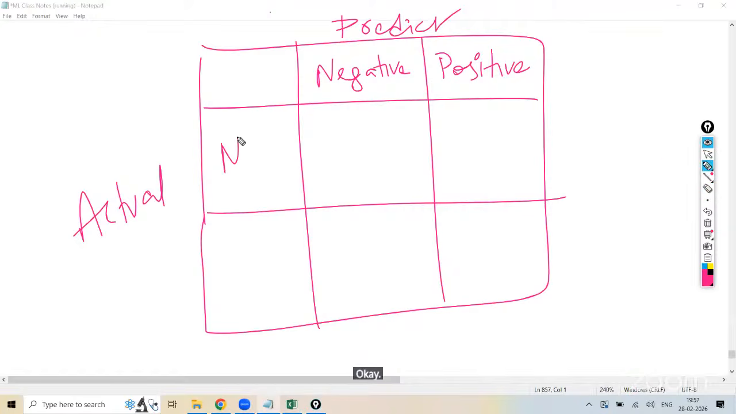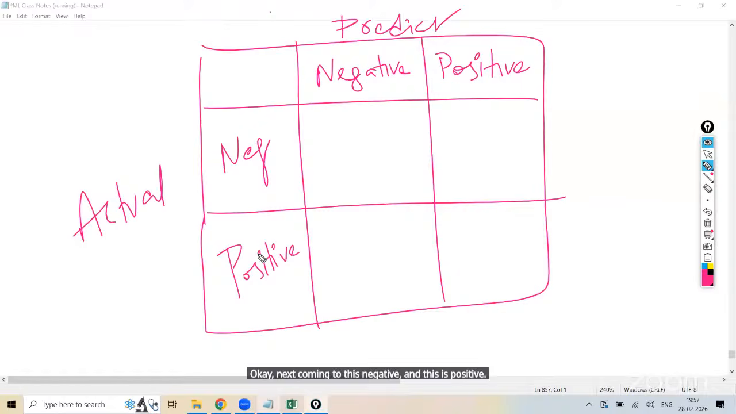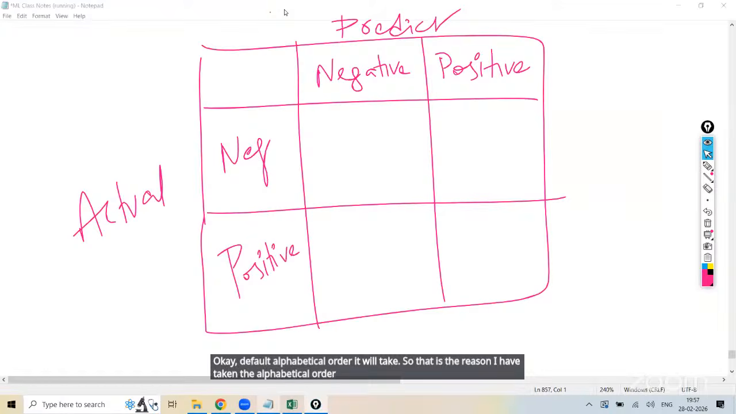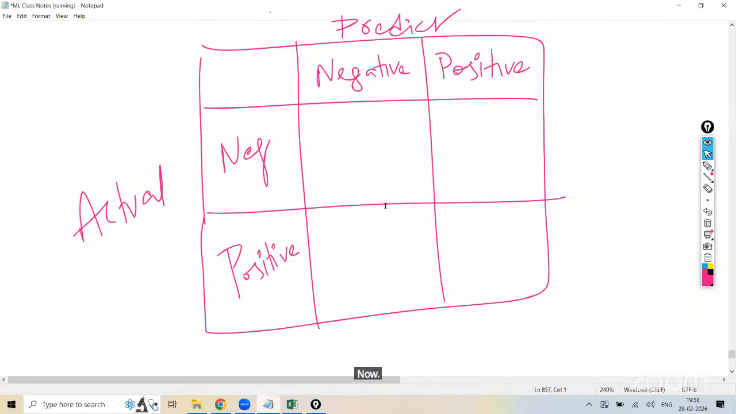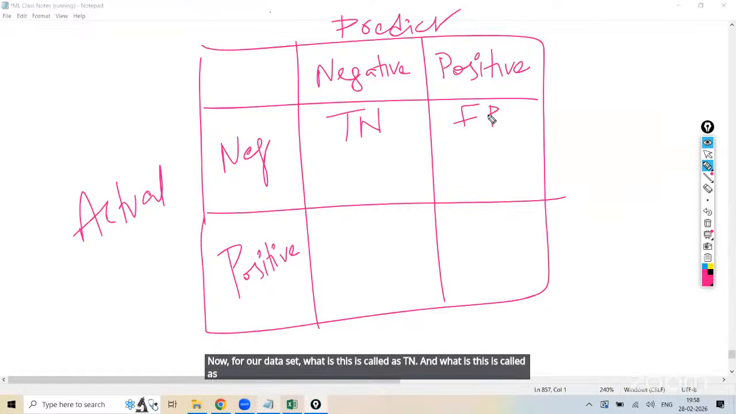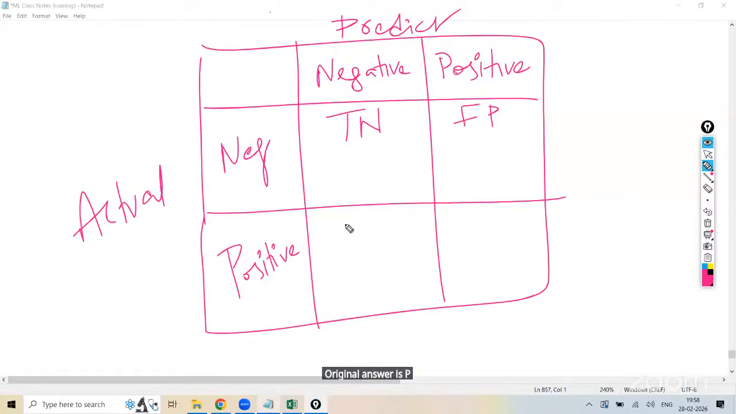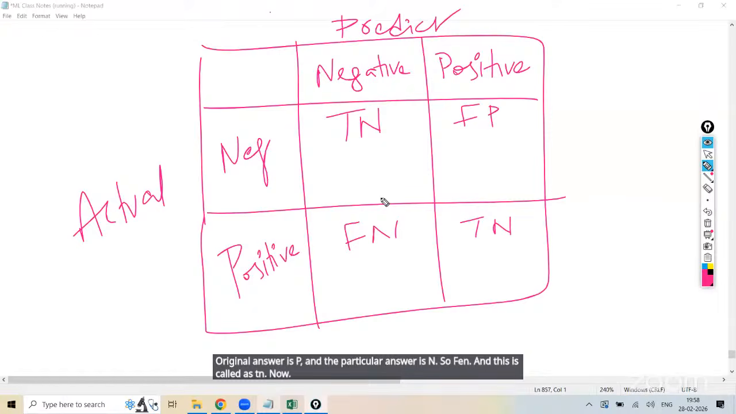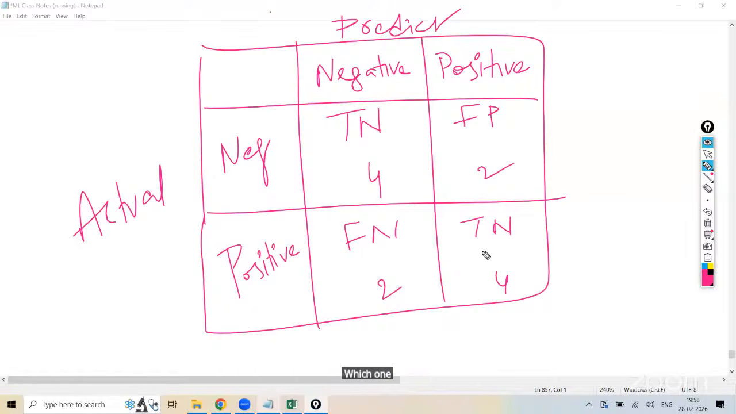Next, coming to this, negative and this is positive. By default it will take alphabetical order, so that is the reason I have taken the alphabetical order on both sides. Now for our data set, what is this called? TN. And what is this called? FP. Original answer is P and predicted answer is N, so FN. And this is called TP. Now total 4 values, 2 values, 2 values.